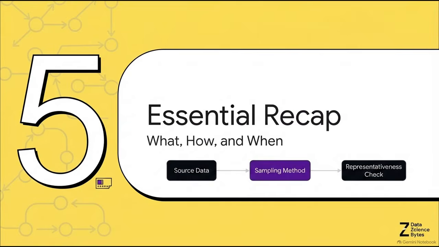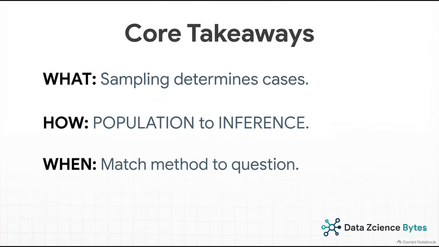Section 5. Essential Byte Recap. All right, we've unpacked a pretty complex workflow today, so let's synthesize it into a quick retrieval framework. What is this all about? Data collection defines what is recorded, while sampling determines which specific cases actually enter your dataset. How does it work? It flows sequentially: population to frame to sample, and finally to inference.